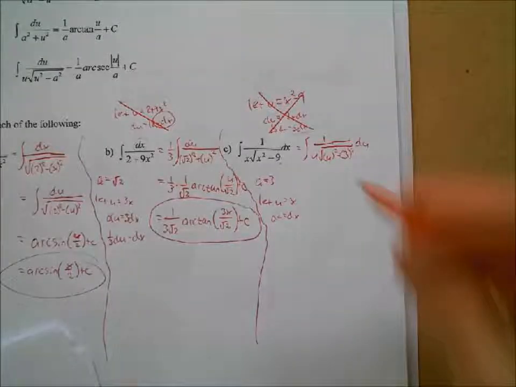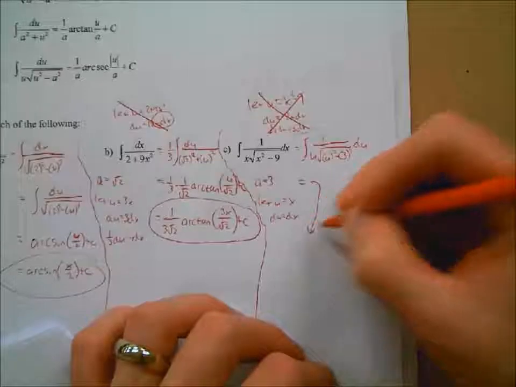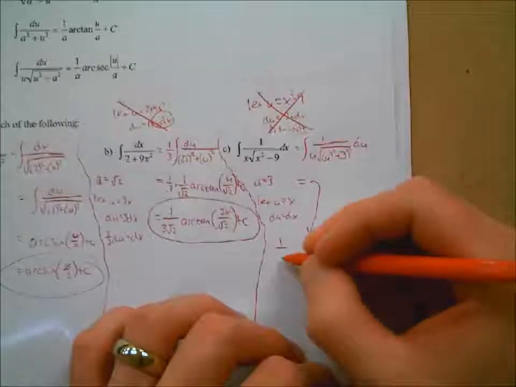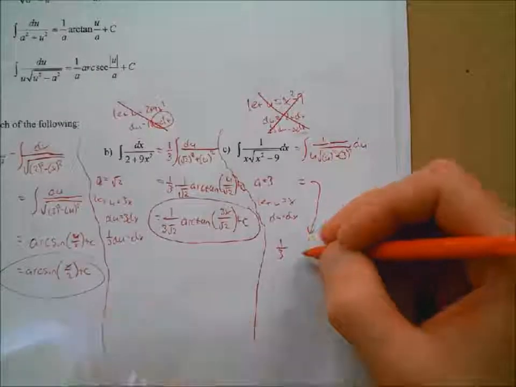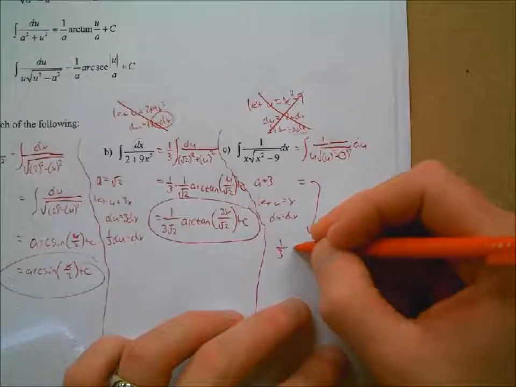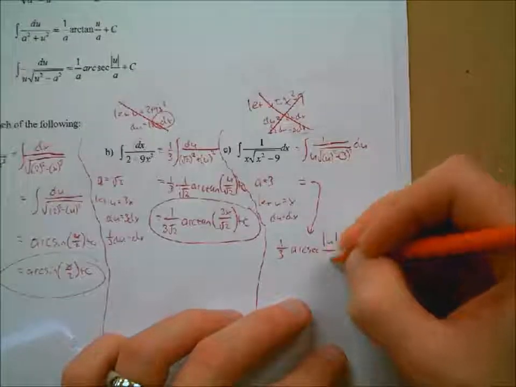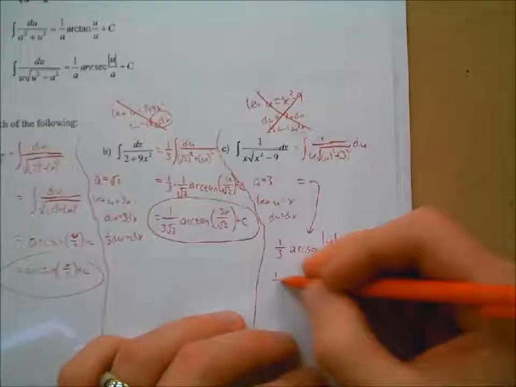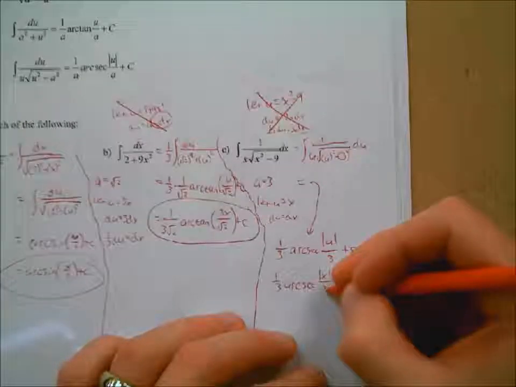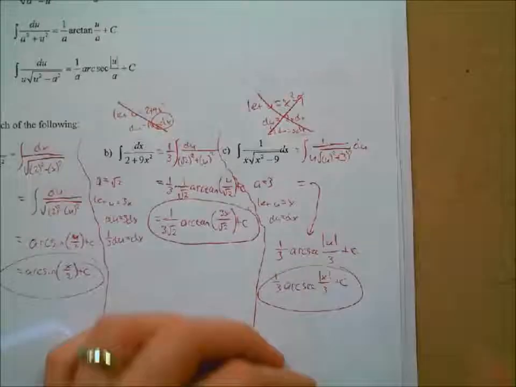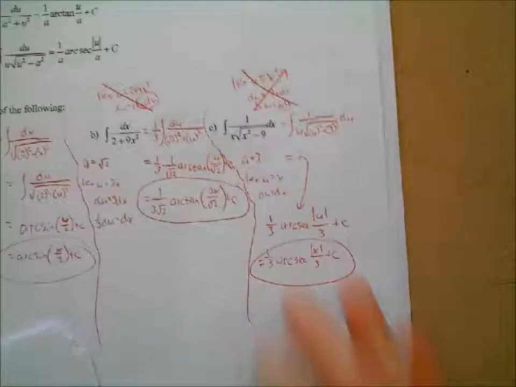Okay, and so this goes right into, and I'm gonna run out of space, I'm gonna put it down here, the 1 over 3, our a value, arcsecant, absolute value of u over 3 plus c. In other words, 1/3 arcsecant, absolute value of x over 3 plus c. Oops, that's not a negative, so it'll be equal to. Okay.